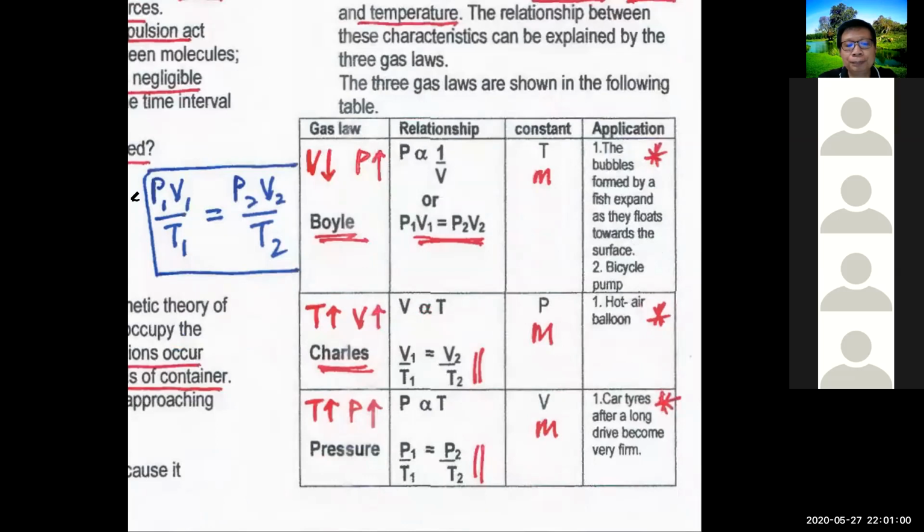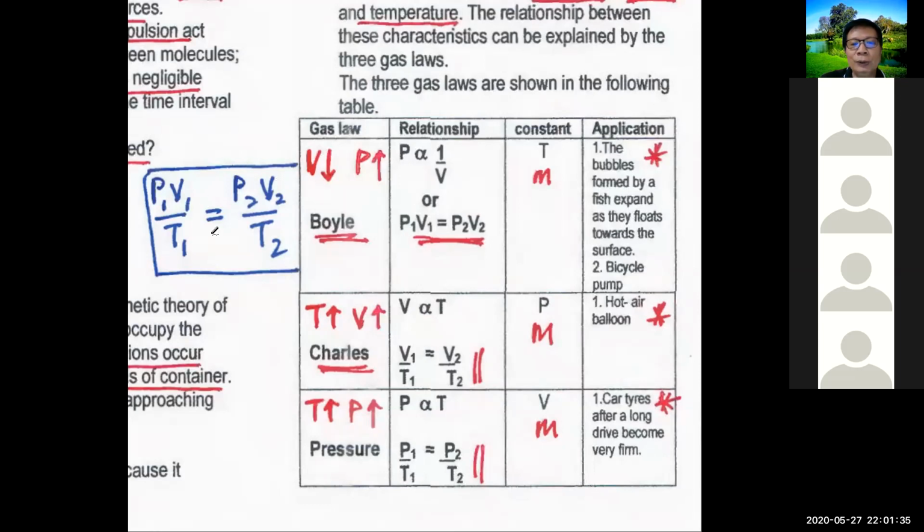We call it the universal law of gas. Universal means it covers everything already. Boyle's law, Charles' law, and Pressure law cover everything here, so it becomes the universal law. P1 V1 over T1 equal P2 V2 over T2. This formula actually comes from here. P1 V1 equal P2 V2, Boyle's law, comes from here. You see or not? This formula comes from here.